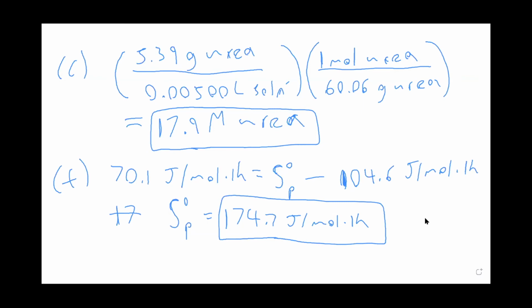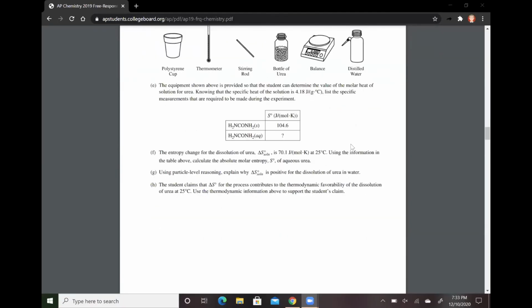All right, let's go back. Two more problems. So using particle level reasoning, explain why delta S of the solution is positive for the dissolution of urea in water. Okay, so this one is definitely, once again, a higher level thinking question. Actually, for these last two, I can just explain. So I guess I'll put my camera on. So yeah, for these last two, they're definitely difficult, but let's take it one step at a time.